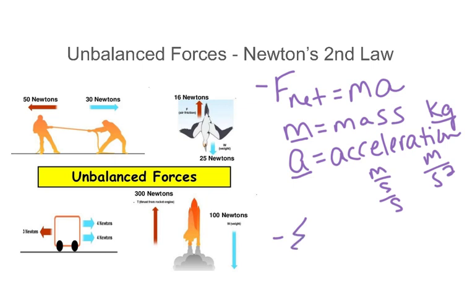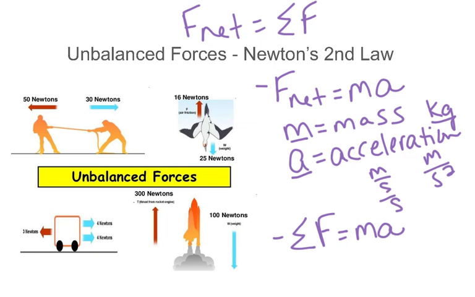We also can write this as the sum of the forces is equal to mass times acceleration. So remember, the net force is the same as saying the sum of all the forces. Okay, so here are some examples. You can see I have a negative 50 newtons to the left and a positive 30 newtons to the right. So the net force here would be in the direction of the larger force, which is negative, and then you add them together, so the net force there would be 20 newtons.